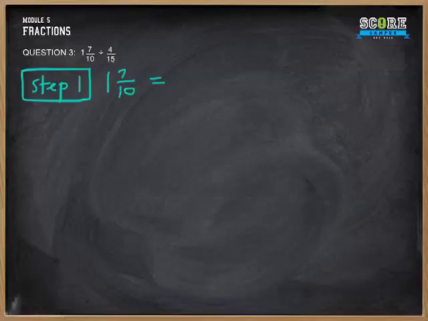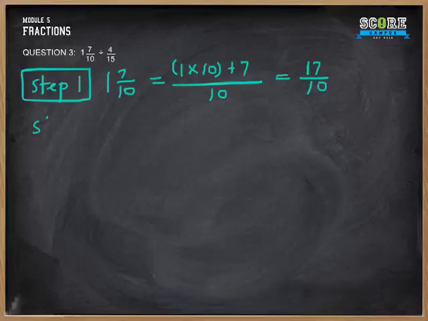1 and 7 over 10 equals, okay, write down the denominator, which is going to be 10. Do the maths again. 1 times 10 in brackets. Always leave them in brackets. Plus 7. Do the mathematics and you get 17 over 10. Step 1 is done. Get back to the original question.